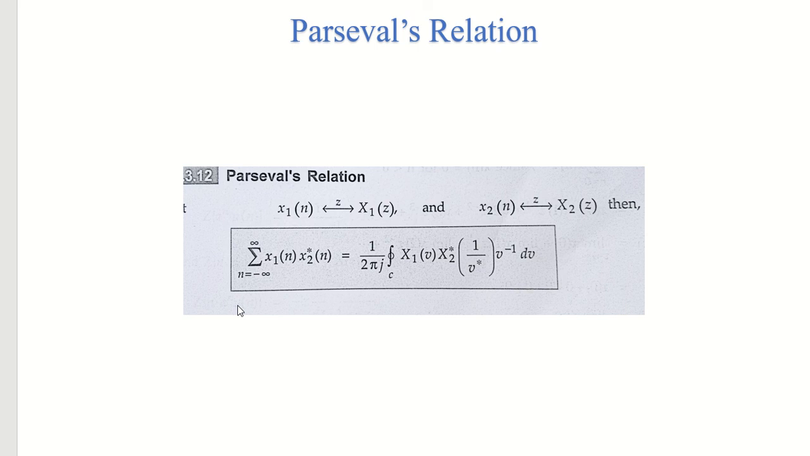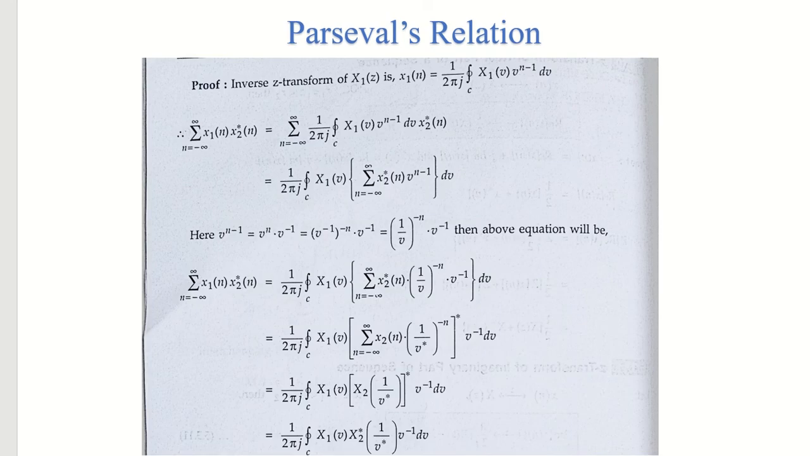Now this property is also a little bit familiar, like one we saw earlier. It has resemblance with the property of multiplication. So let's see what will happen with Parseval's relation. Let's take the inverse transform of x1 of z. My x1 of n is equal to 1 by 2 pi j closed integral x1 of v raised to n minus 1 into dv.